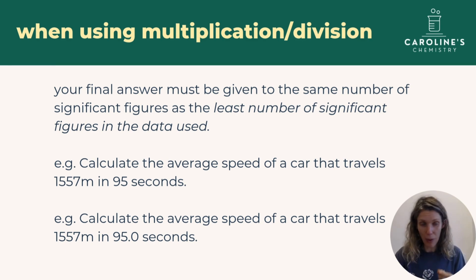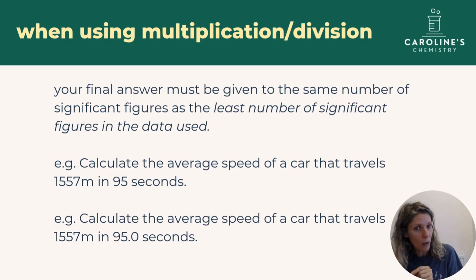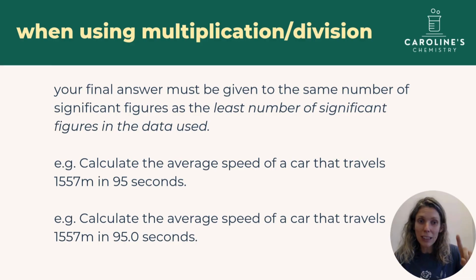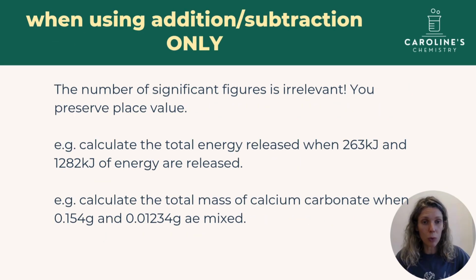The second example, however, is 95.0. So we now have our data as 4 sig figs, the 1,557 meters, and 3 significant figures, the 95 seconds. So my answer is still 16, but it's not because 16 is 2 sig figs. My lowest number of sig figs is 3. So it's therefore 16.4 meters per second. So you can see there the difference between the two. Look for the piece of data that you are using that has the lowest number of sig figs and give your answer to that. Okay, now the second rule comes with a big caveat.